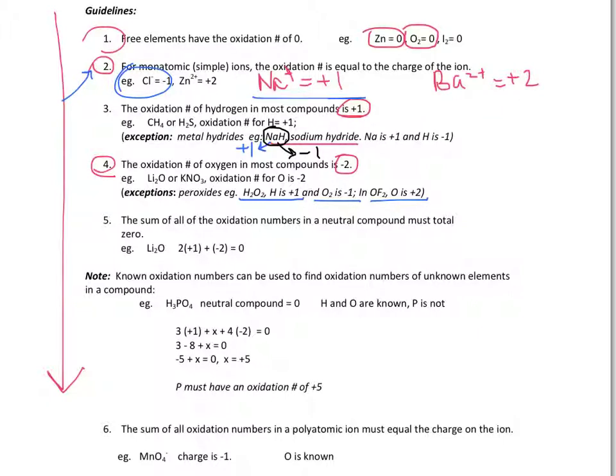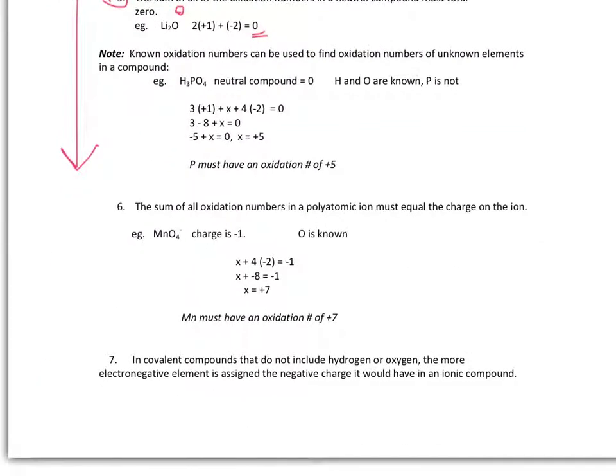Like we talked about for the sodium hydride, the sum has to basically equal the charge. Right here we have an overall charge of 0, so all of the oxidation numbers must add to give us 0. If there is an overall charge other than 0, such as MnO4-, the overall charge is -1, so all of the oxidation numbers must add to -1.